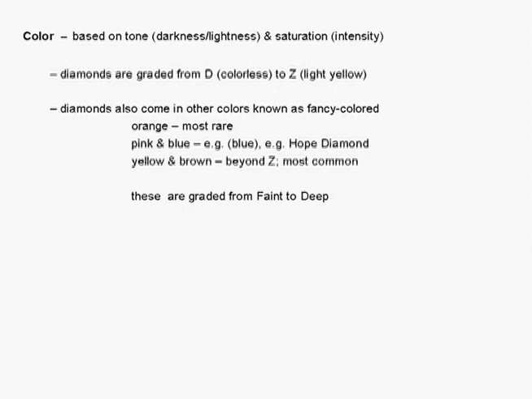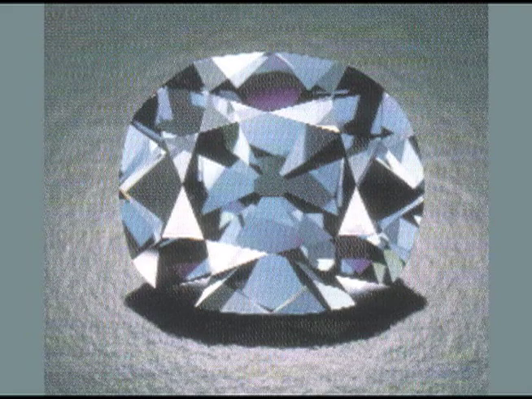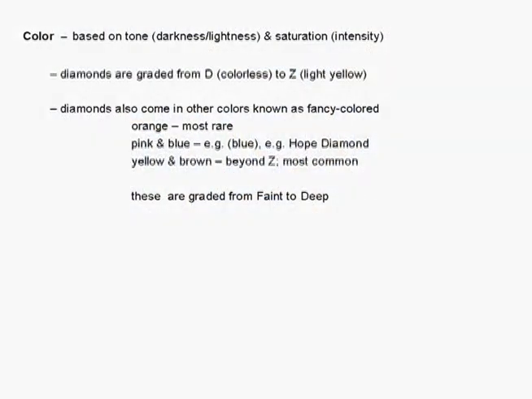Diamonds also come in other colors, known as fancy colored. For example, they can come in orange, which are the most rare. They can come in blue, pink and blue. For example, the famous Hope Diamond is a blue diamond. They can come in yellow and brown.